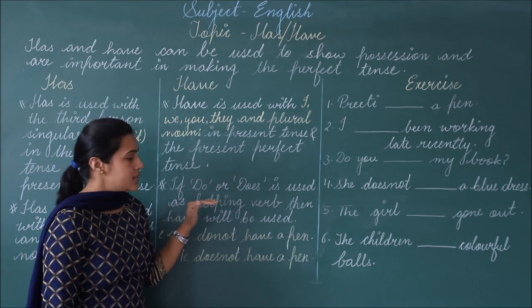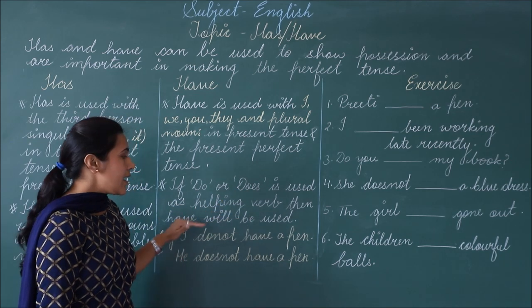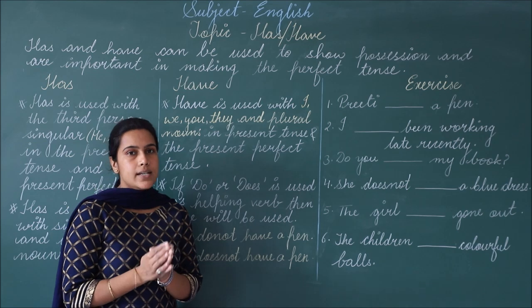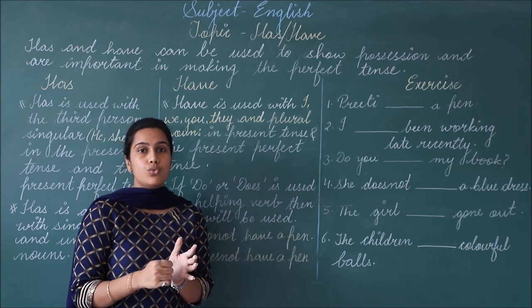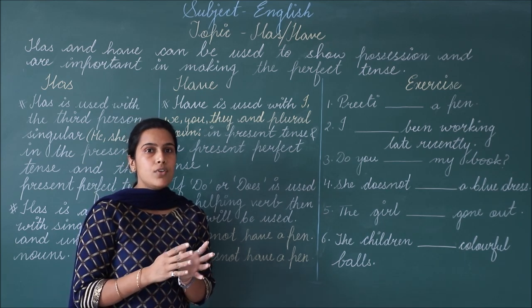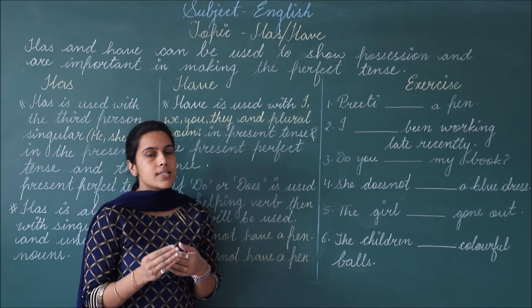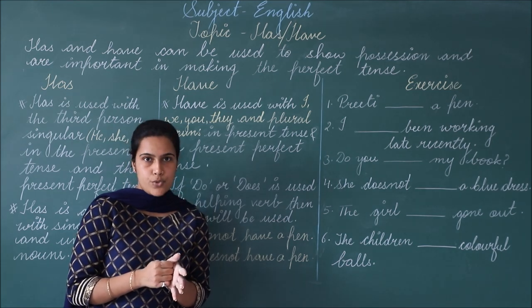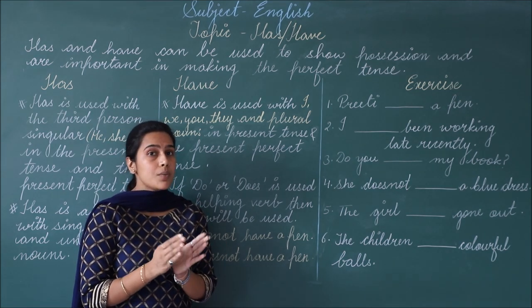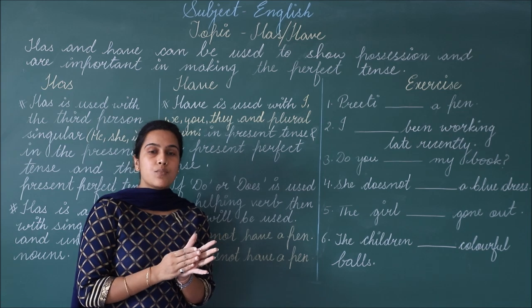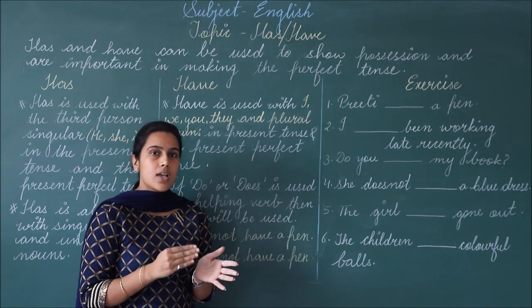Then the second point is if do and does is used as helping verb, then have will be used. If in a sentence we have do or does as helping verb, then we will always use have in that sentence and we will not focus on the subject whether it's singular or plural. अगर हमारे किसी sentence में do or does as a helping verb use किया गया है तो हम उस sentence में हमेशा have का use करेंगे और हम इस चीज़ पर ध्यान नहीं देंगे कि वहाँ पर हमारा subject singular है या plural है. Whether it's plural or it's singular, we will always use have with it.